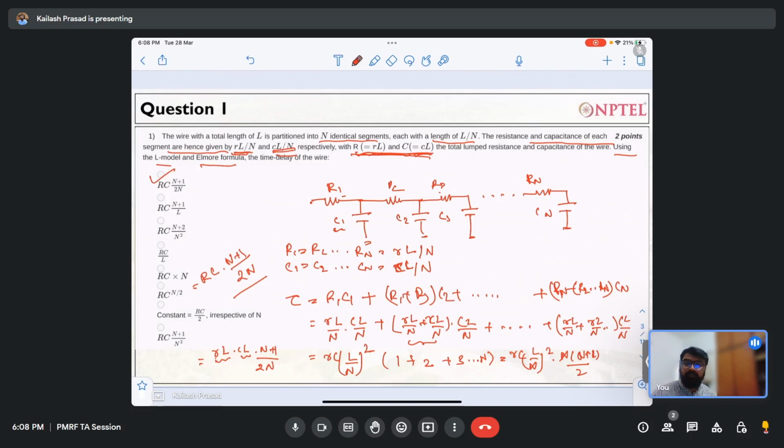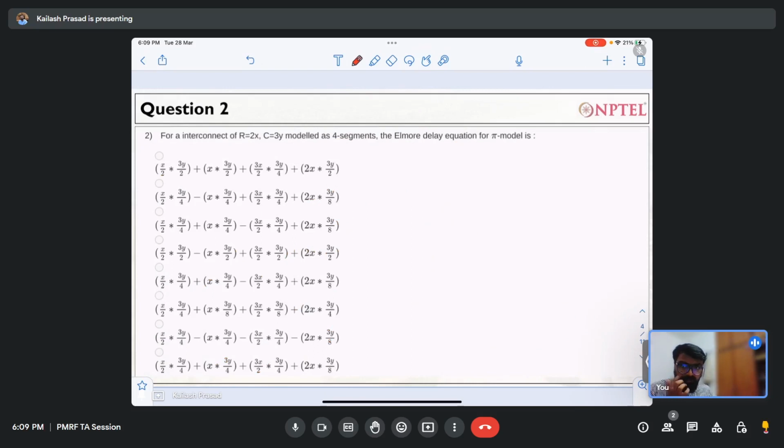Okay, so this is how we have to approach this question. In the question it was mentioned that there was a wire which was divided into n fractions, and individual resistance and capacitance was given, and the second part was that you have to use the L model, and then follow up with the Elmore delay formula. So in that case your calculation becomes extremely simple. Okay, now we move to the second question.